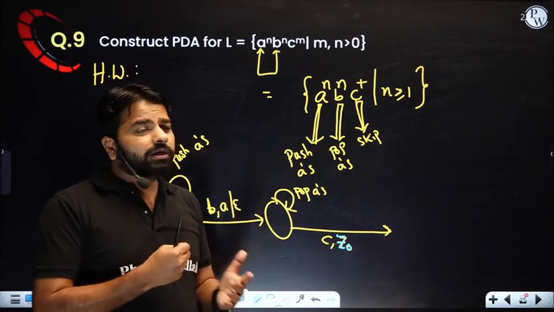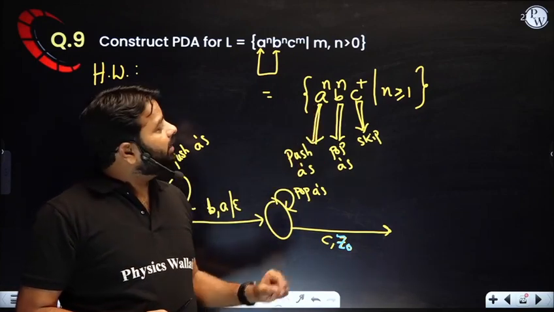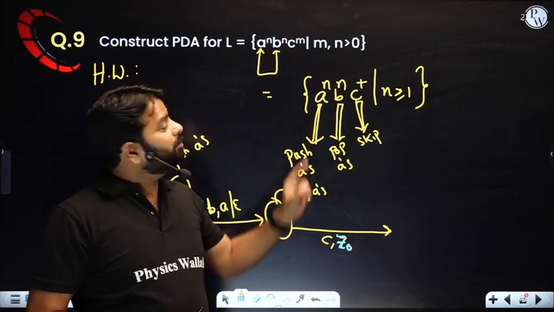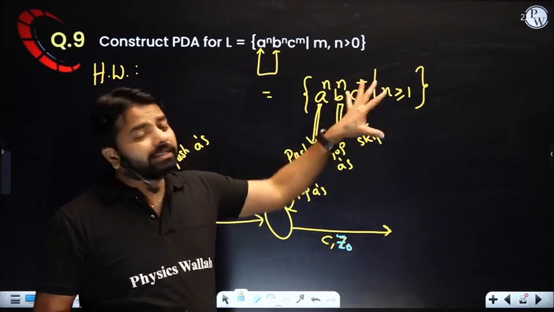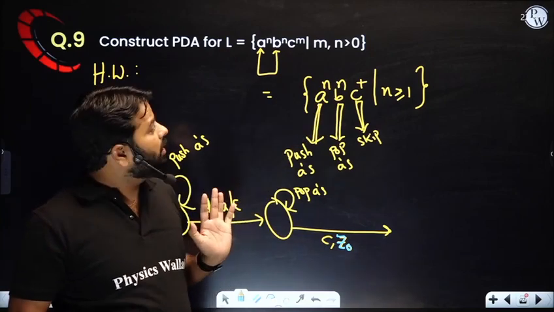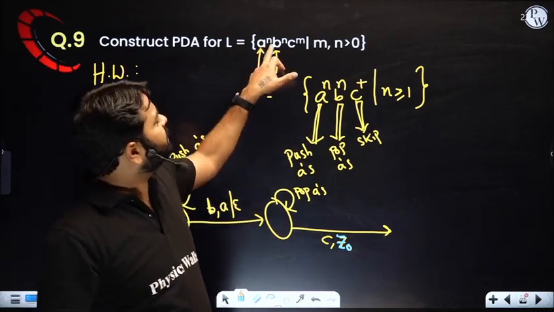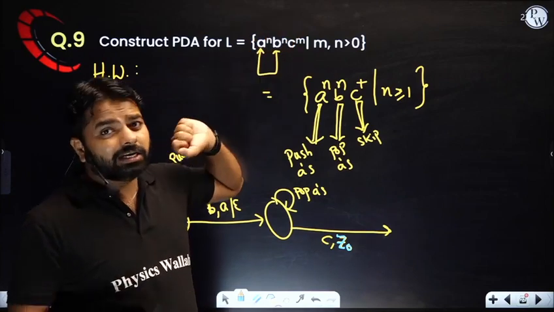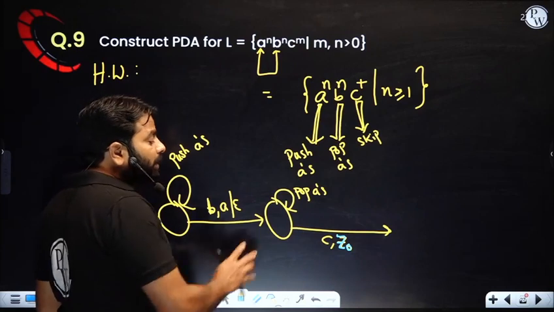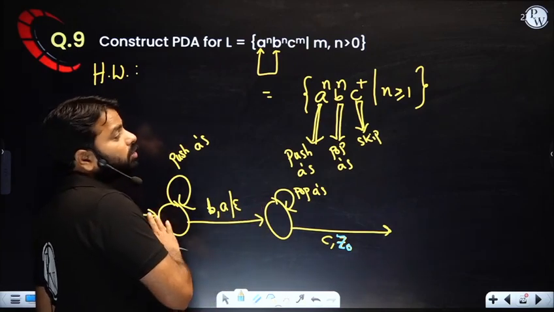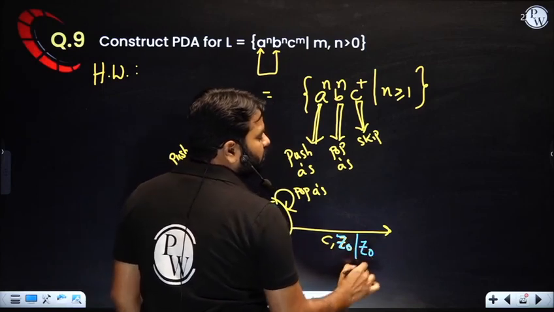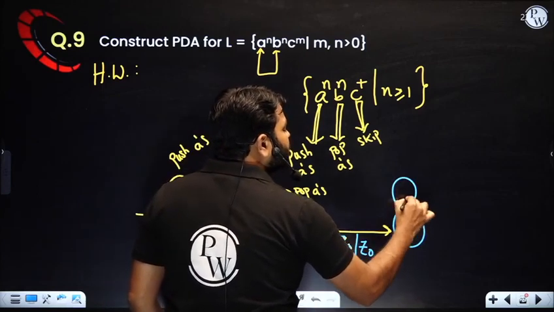So that's how you decide. Not only equal, here A's and B's equal, but you can also design a machine for A's greater than B's, or B's greater than A's. You can also check that while designing it. But I'm designing for A's and B's equal, but in the exam they may say A's greater than B's for the same pattern. Still, you can do that. When C comes, nobody should be on the stack except Z naught, to say these two are equal. So you just keep the Z naught, and from here onwards, you just skip all the C's.